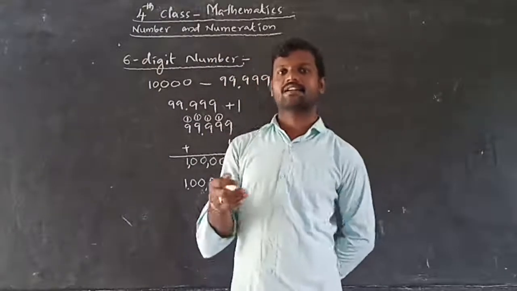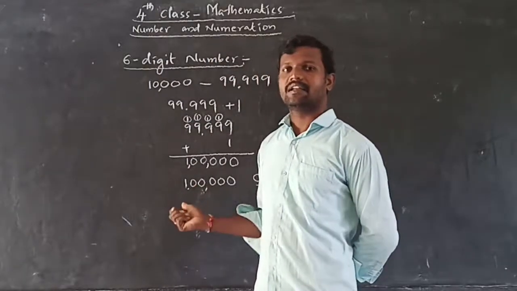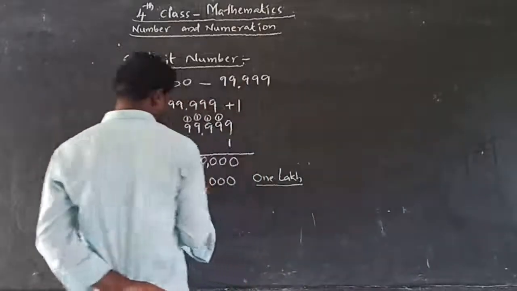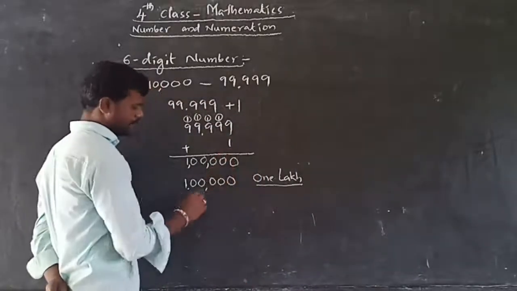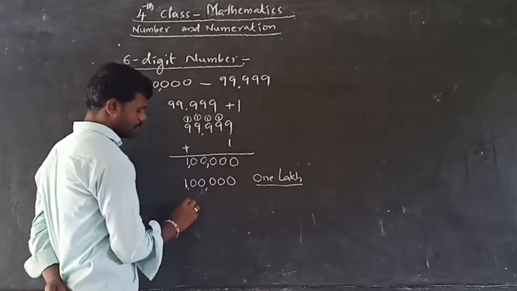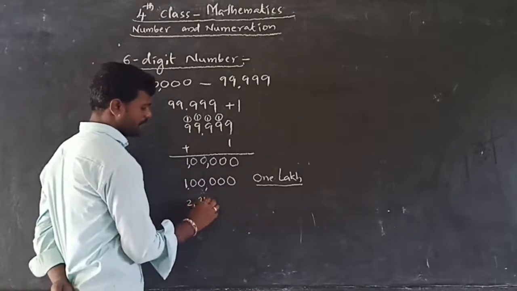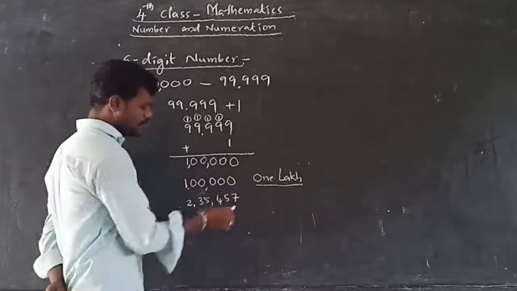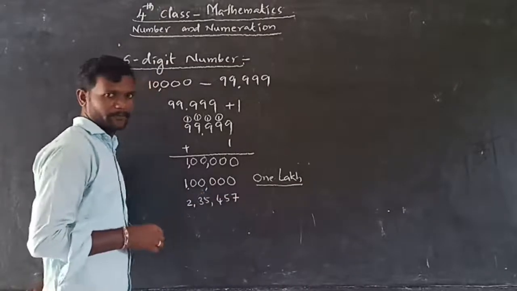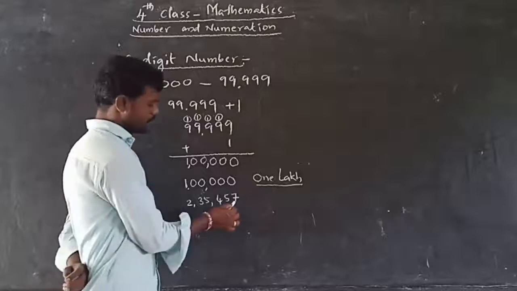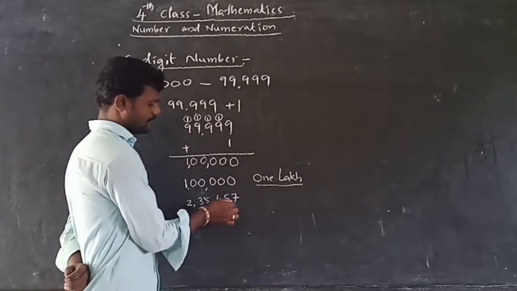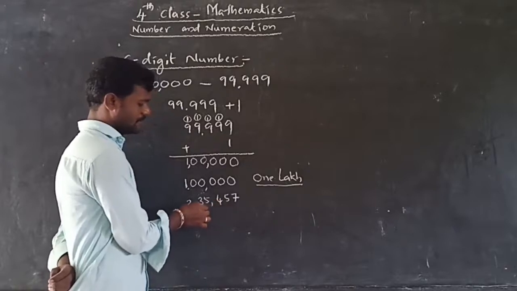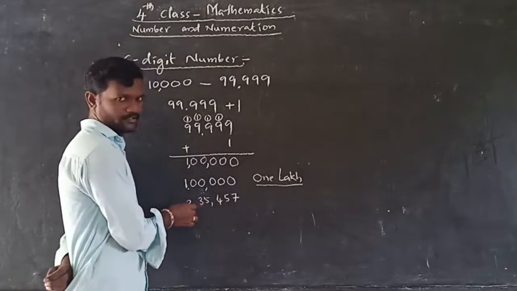So in the place values, ones, tens, hundreds, thousands, 10,000s. After 10,000s, the next one will be what? Lakhs. Okay. So every 6-digit number is in lakhs. Example, we will write like this: 2, 3, 5, 4, 5, 7. What is this number? How can we read it? First, ones, tens, hundreds, thousands, 10,000s and lakhs.